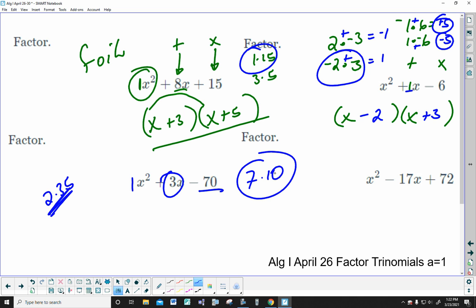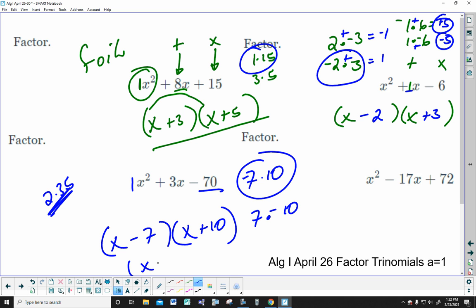And notice how far apart are they? 3. Where these are 33 apart. Okay? I have to multiply to negative 70. So it's either of these. Which one adds to positive 3? The top one. So you know you're going to need this. And it's the top one, so minus 7 plus 10. And the order doesn't matter. When you go to type it in Delta Math, it could also be this order. It's not going to care which order you put it. Okay?